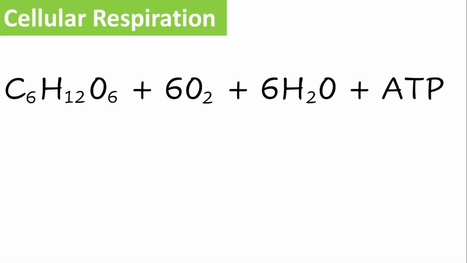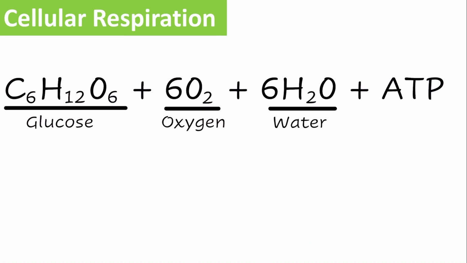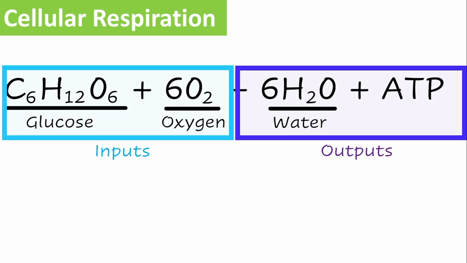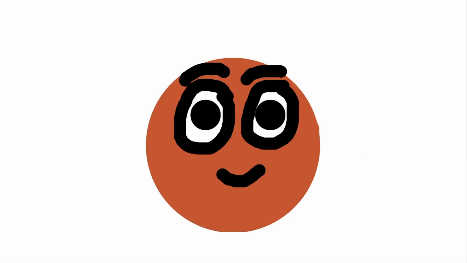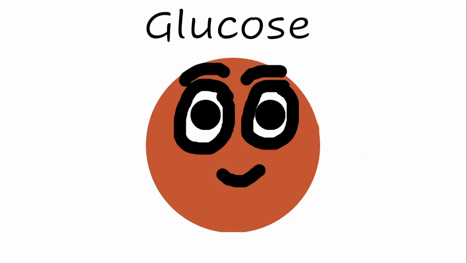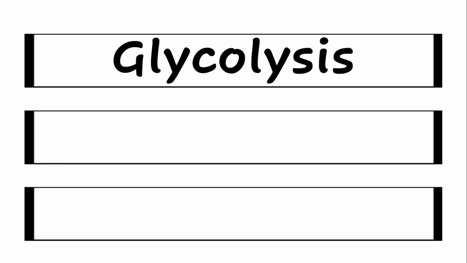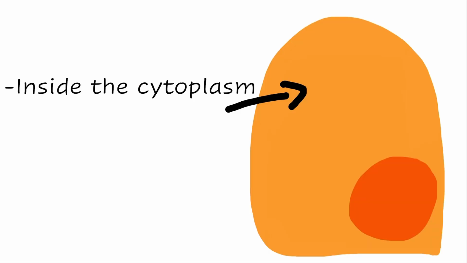This is the equation for aerobic cellular respiration. Remember, the inputs are on the left side and the outputs are on the right side. We need glucose to get this process started. Let's assume we have 1 glucose molecule. Step 1, glycolysis. This step takes place inside the cytoplasm of eukaryotic cells. This is an anaerobic step, which means it doesn't require any oxygen.